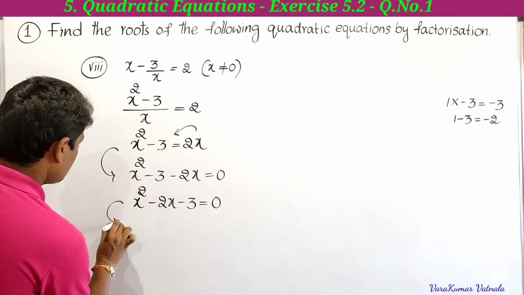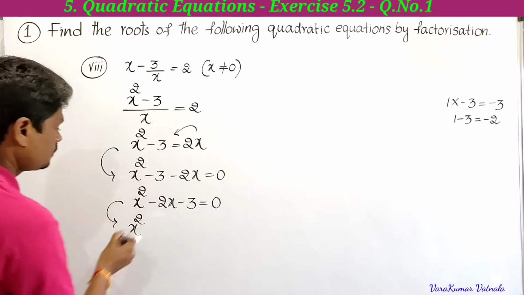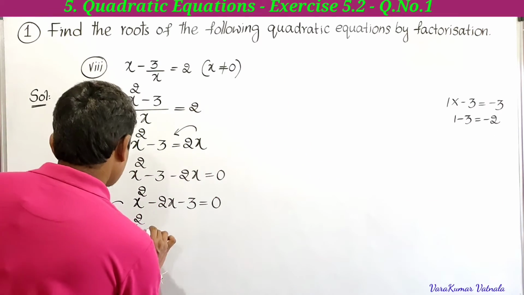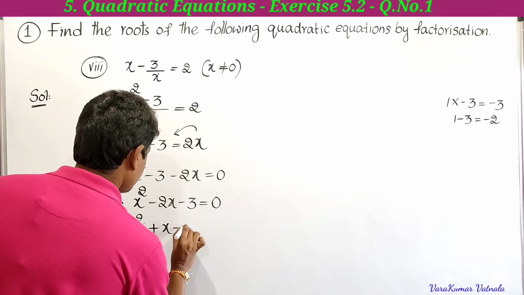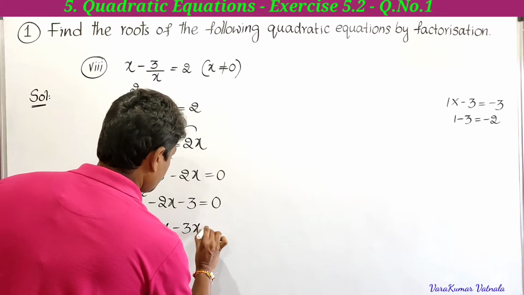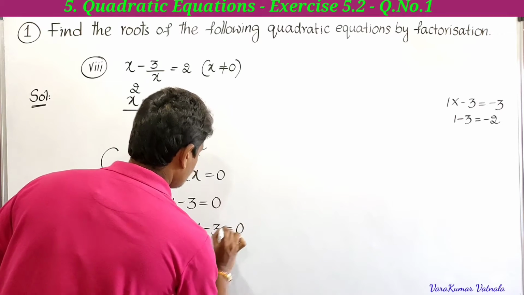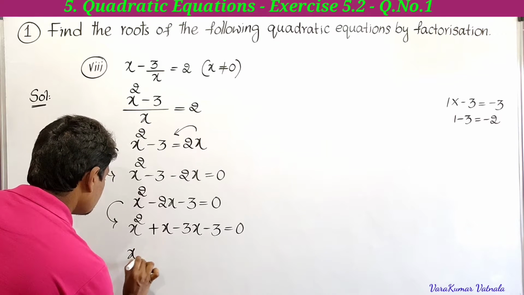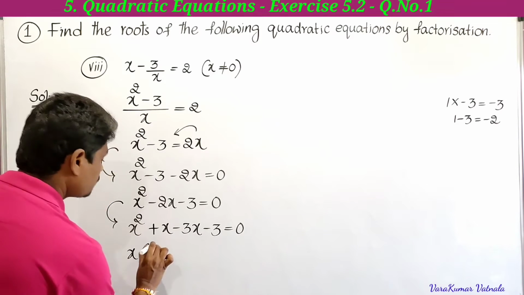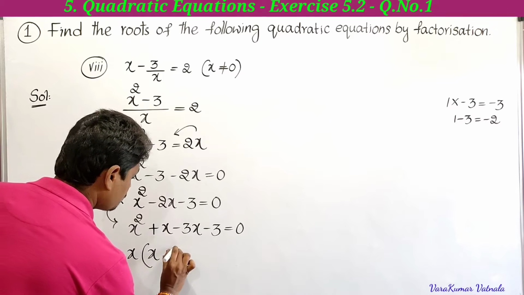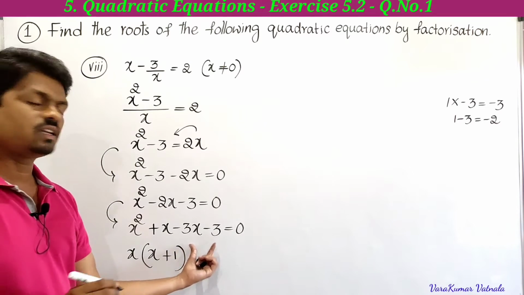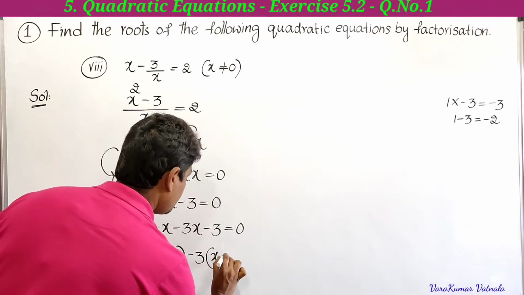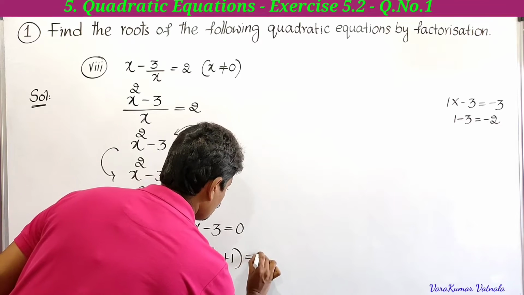So see here, write x square as usual. But this minus 2x write as x minus 3x, and write minus 3 is equal to 0. So in these two terms, what is common? X is common. So take x as common. In x square, 1x will be here. X is common, only plus 1 will be. So in these two, minus 3 is common. So take minus 3 as common. So here x will be here, plus 1 will be, is equal to 0.